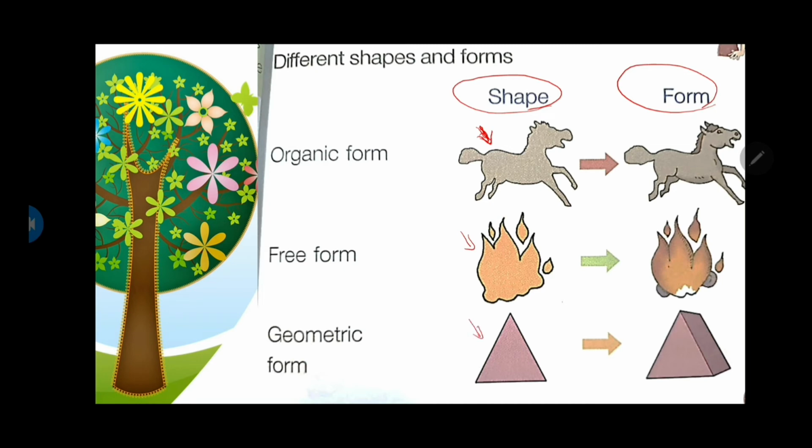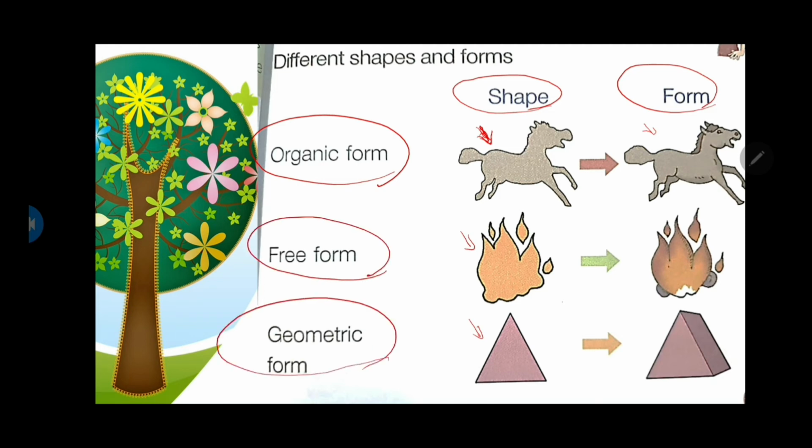Now we have what we call form. In the form, you can see the full picture of a thing. So we have different kinds of form. We have organic form, please encircle, free form, encircle, geometric form.